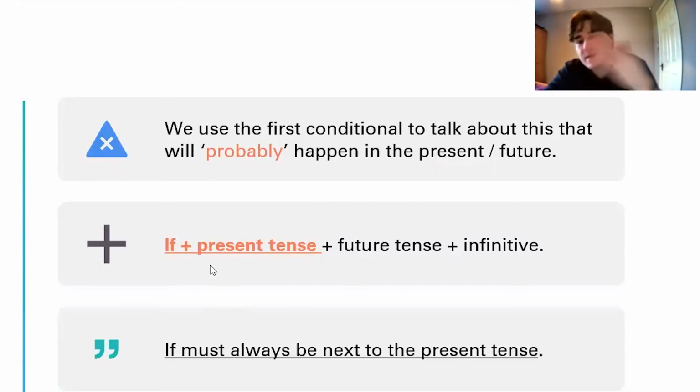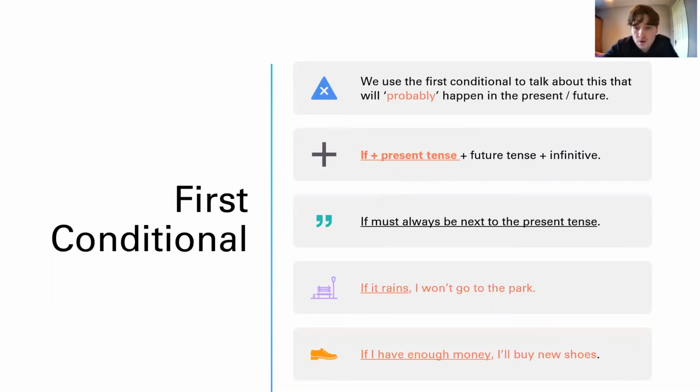Okay, so how do I write it? If plus the present tense plus the future tense. Okay, and here I have if plus the present tense plus the future tense plus infinitive, but it's always going to be the infinitive because the future tense will be either will or be going to. Will is a modal verb, so after modal verbs will be an infinitive, and be going to, after the preposition to, is infinitive as well. So it's always going to be infinitive. So if plus present tense plus future tense.